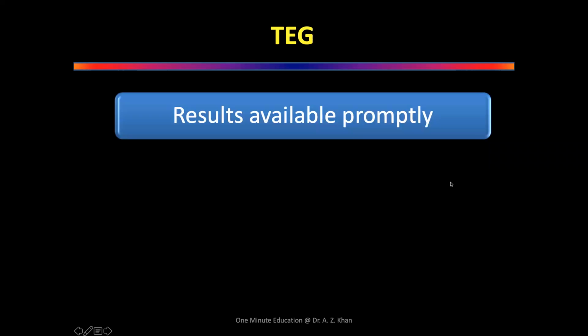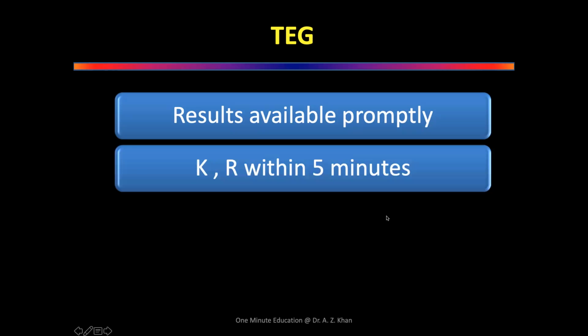How soon can you get the K and R time? Five minutes. Okay. Yes, because that's what you're looking at, isn't it? In the first 3 minutes, you want to see whether the K and R time is there. So within 5 minutes, you'll get a K and R time.